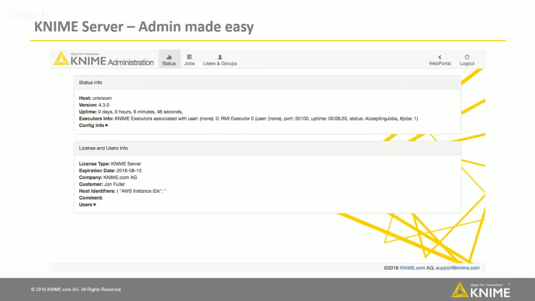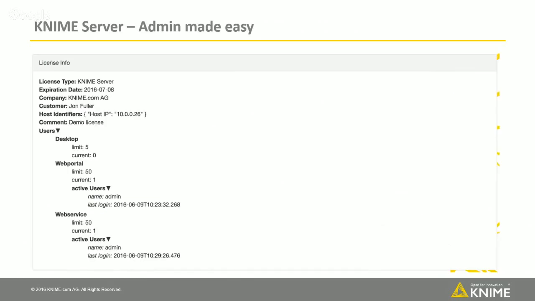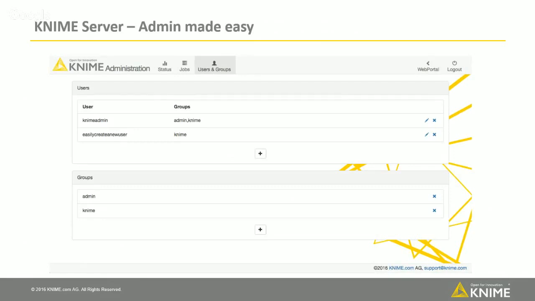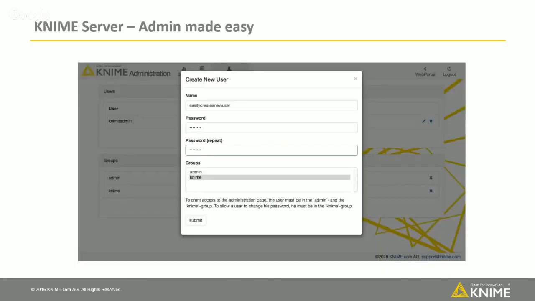That will load up this page here where you have the status, which shows how long the KNIME executor has been running and gives you what configuration details are being used. And you can also check which users are logged in and when they're active. You can check which jobs have been launched and which have executed successfully through the jobs page. And on the users and groups page, you can create new users, new groups, and remove users and groups as needed. That makes things really very simple, and it's just a simple dialog that you need to do that.